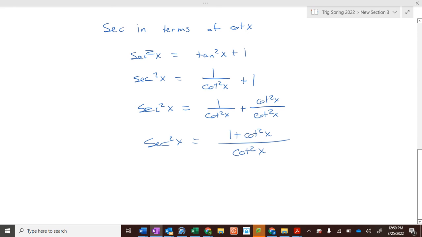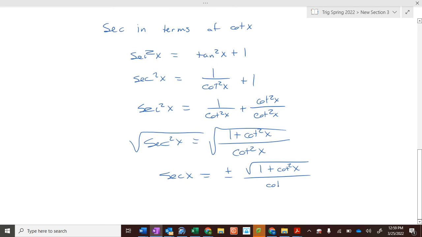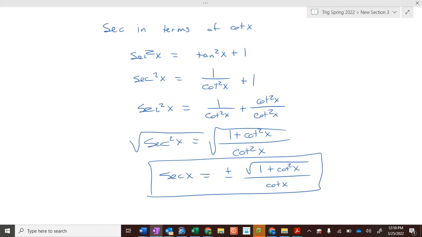Now what do I do? Square root it. Because I want secant in terms of cotangent, so I take the square root of each side. Secant of x equals positive or negative the square root of 1 plus cotangent squared of x over cotangent of x. No square roots on the bottom anymore. All right, craziness. So that's going to be half your assignment, ones like that.